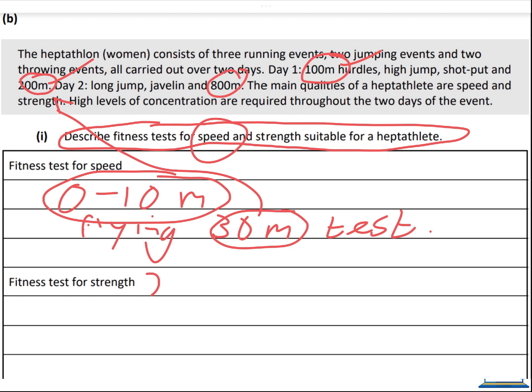Fitness test for strength, well, because they have high jump, they have shot put, they have javelin, they have long jump, you could do either lower body or upper body. So upper body you could have your hand grip dynamometer, lower body you could have standing broad jump. Standing broad jump is probably a good one to do because of the jumps that are involved there.